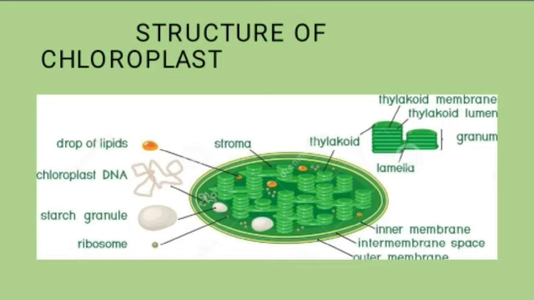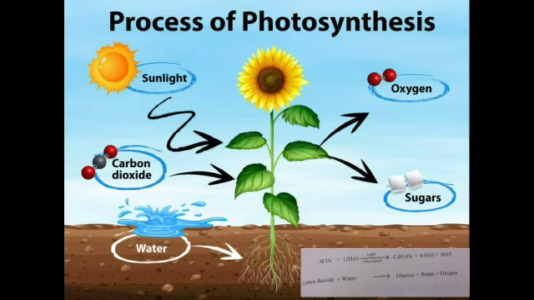The functions of chloroplast are: number 1, photosynthesis; number 2, storage of starch; number 3, synthesis of fatty acids; number 4, storage of lipids; and number 5, formation of chloroplasts. The main function of chloroplast is photosynthesis. Photo means light, synthesis means to build. So photosynthesis is a process by which autotrophic organisms like green plants, algae and chlorophyll containing bacteria utilize the energy from sunlight to synthesize their own food.